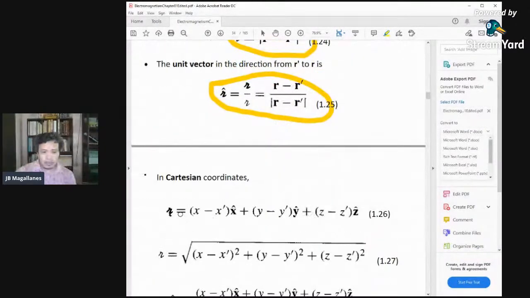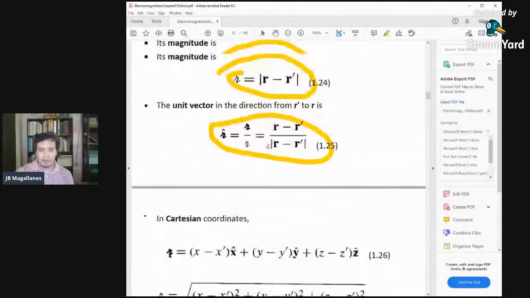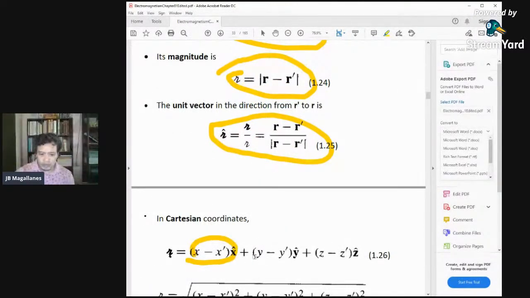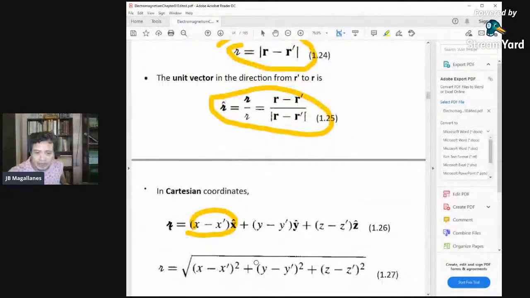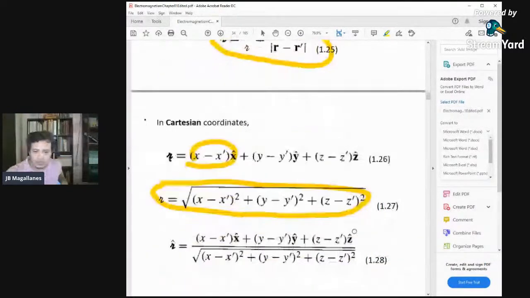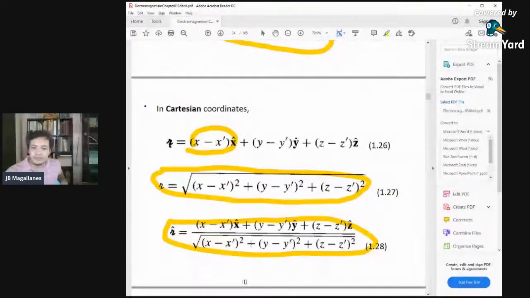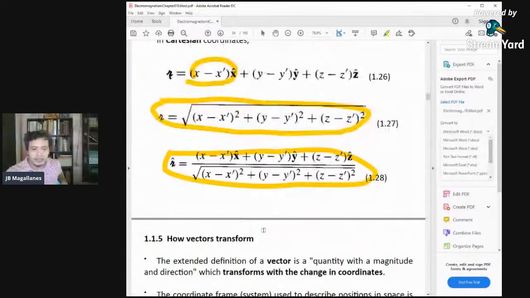So the script r, the separation between r and r prime, is just this one in component form. This is r minus r prime, so this is just x minus x prime, y minus y prime, and z minus z prime. X hat, y hat, z hat are the unit vector directions of the difference in the components. If you want the magnitude, this is just the formula, and then the unit vector would just be this one. So it's quite easy.